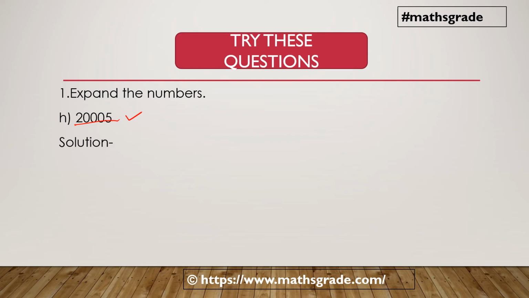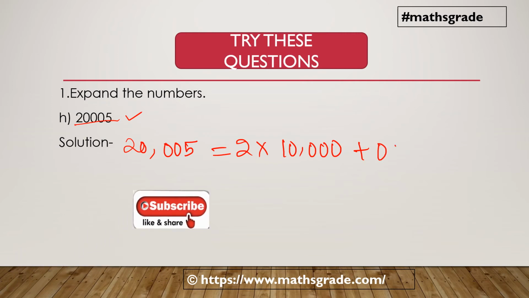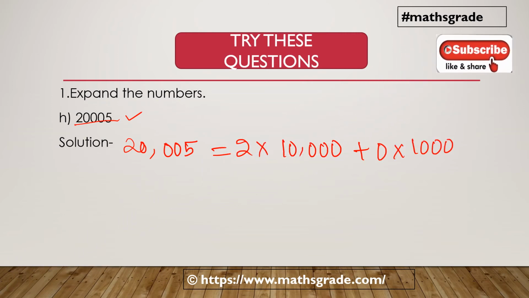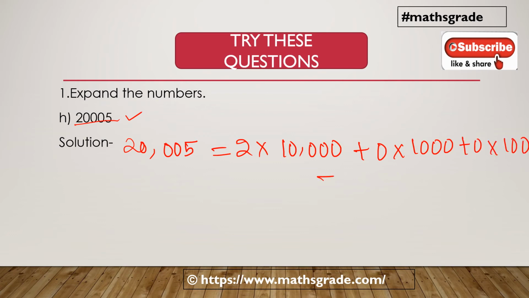digit 2 is in 10,000 place. So multiply 2 with 10,000 and 0 multiplied with 1000. 0 is in 1000 place and next 0 is in 100 place and next in tens place 0 is there, so 0 multiplied with 10, then unit place digit 5 multiplied with 1.